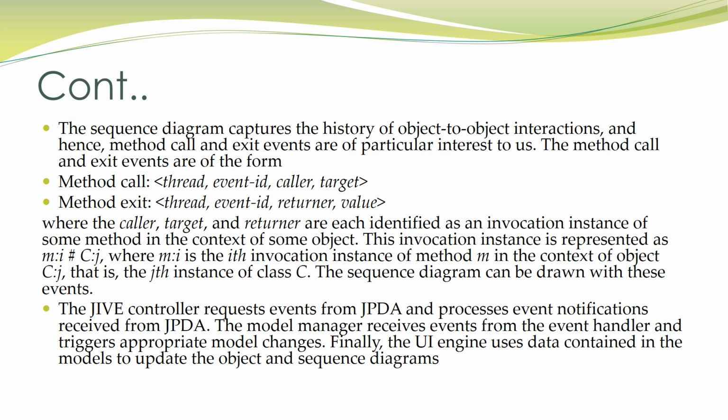The controller requests events from JPDA and processes the event notifications received from JPDA, and the model manager receives the event from the event handler and triggers the appropriate model change. Finally, the UI engine uses the data contained in the model to obtain the object and sequence diagrams.